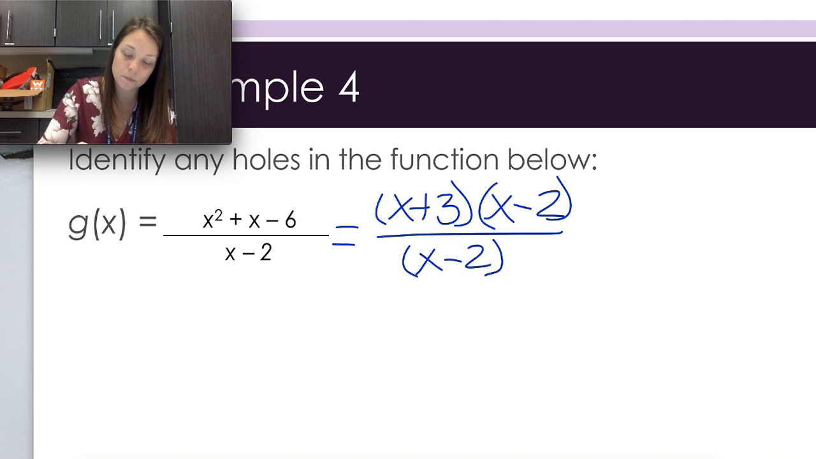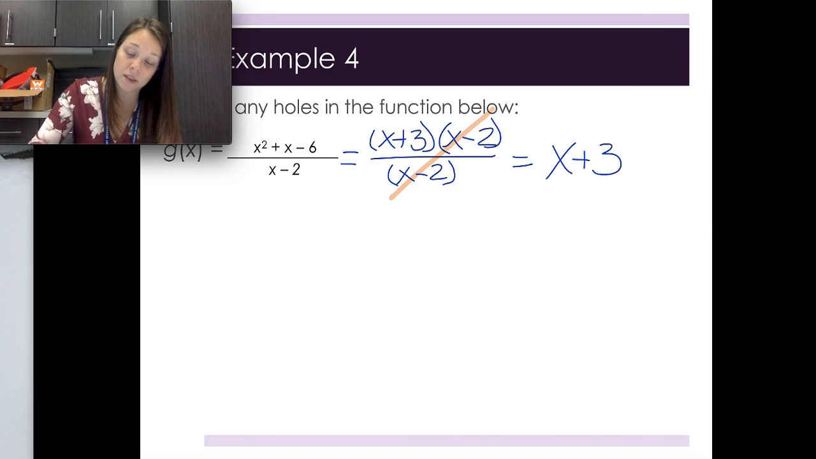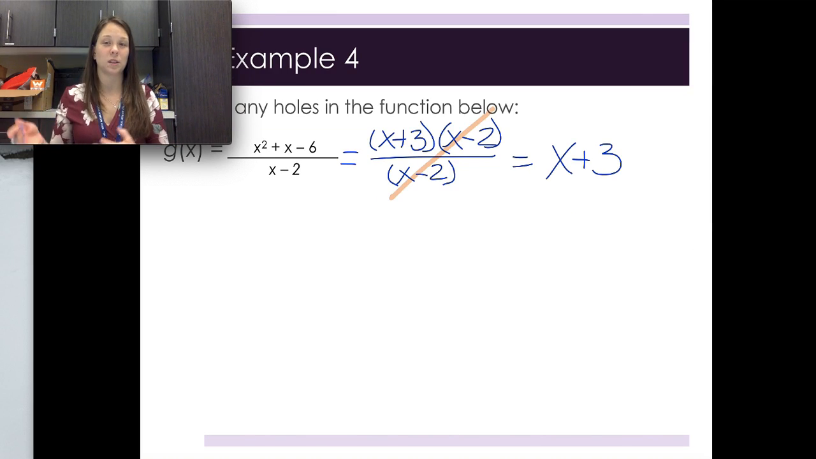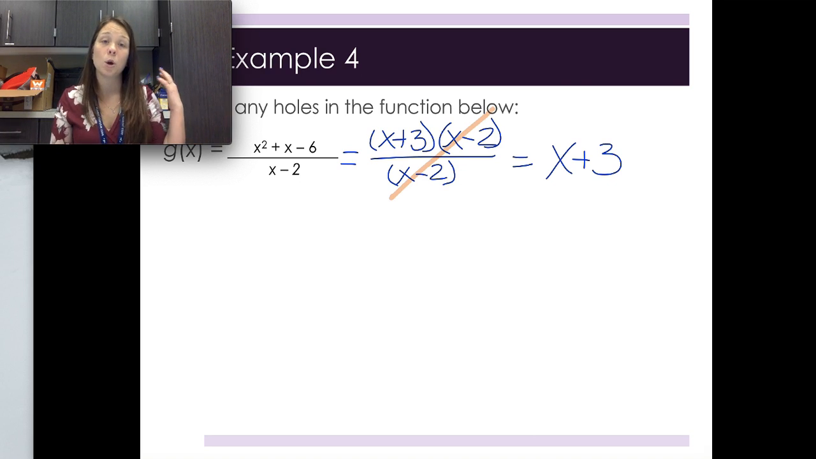That stays the same. Notice that the x minus 2's will divide out, and this simplifies down to x plus 3. So when I go to graph this, I'm going to be graphing x plus 3. That's a lot easier to wrap my head around graphing than it is to wrap my head around graphing the original form of it, which is x squared plus x minus 6 divided by x minus 2.